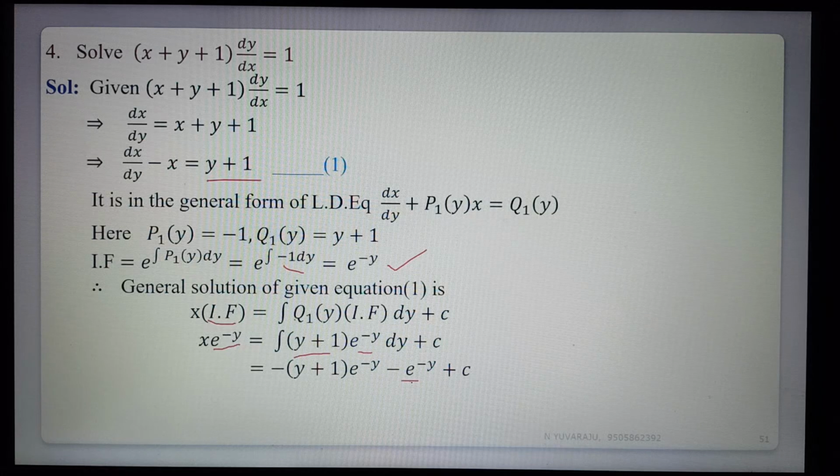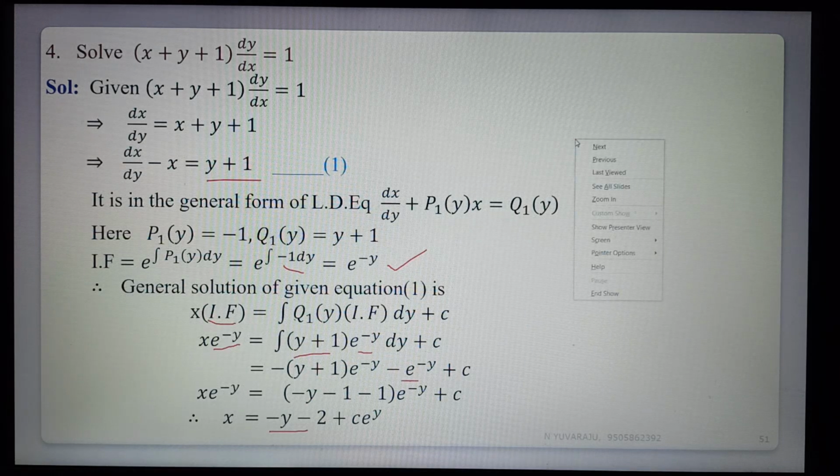So this is the solution of the given equation. Simplifying, it is minus y minus 1 minus 1. Taking e power minus y as common and dividing by e power minus y on both sides, x is equal to minus y minus 2 plus c into e power y. So this is the solution of the given equation.